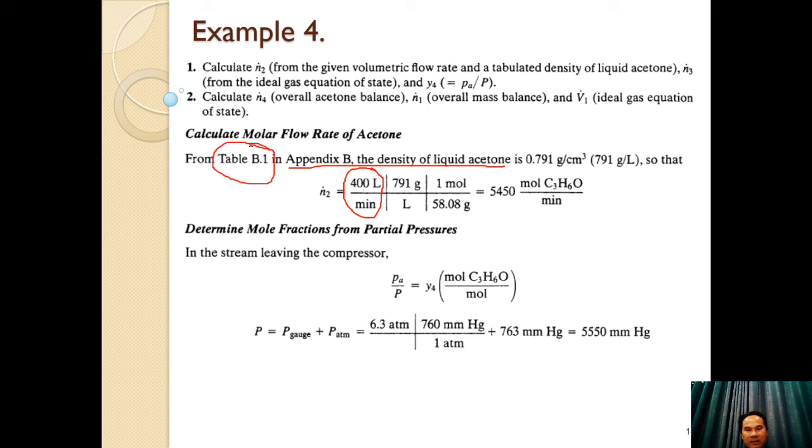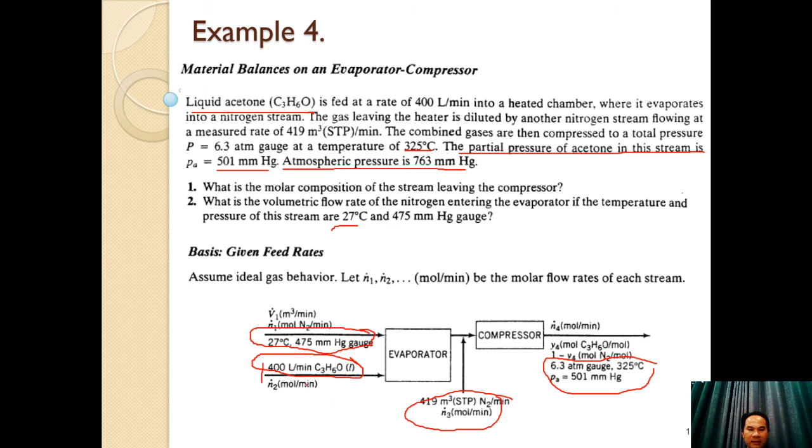You have to open this table. It's equal to 0.791 gram per cubic centimeter, or 791 gram per liter. Okay, you use this. And then you also calculate the molecular weight of acetone. Cancel, and you get the molar flow rate. This is N2. You can calculate N2 from the volumetric flow rate.